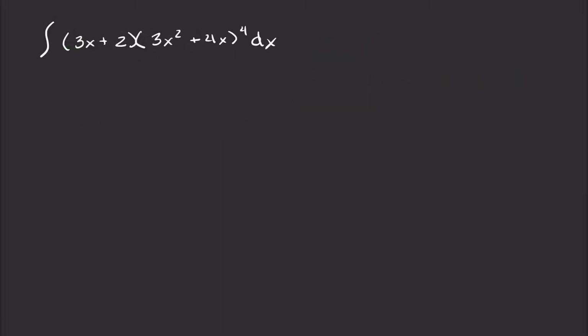For our next integral, we have the integral of (3x plus 2) times (3x squared plus 4x) raised to the 4th power. For our u, we're going to choose the second set of parentheses, 3x squared plus 4x. And you're going to see why we choose this one rather than what's in the first set of parentheses. If we find our du, at this point, I'm just going to leave my dx off because I know I'm just going to multiply it.